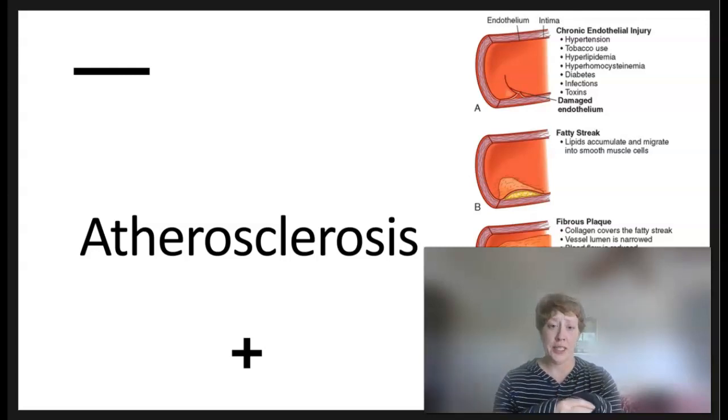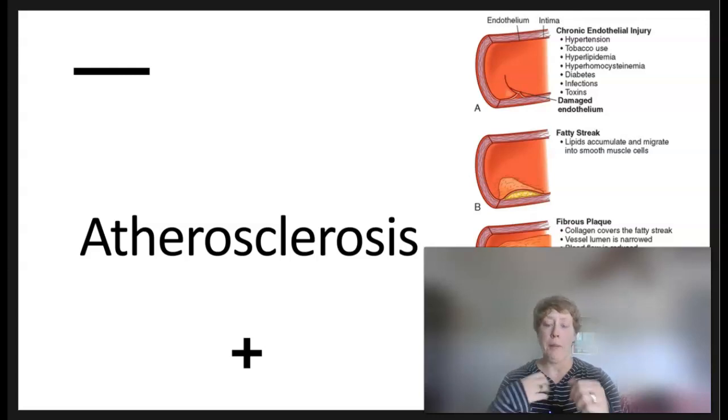This is figure 37.1 in your book that's on the PowerPoint. So atherosclerosis comes from the Greek word ather, which means fatty mush, and sclerose, which means hard. So it's hard fatty mush, if that's something you can take away with you. It's basically soft deposits of fat within the vessels that harden with age. It's known as hardening of the arteries sometimes.